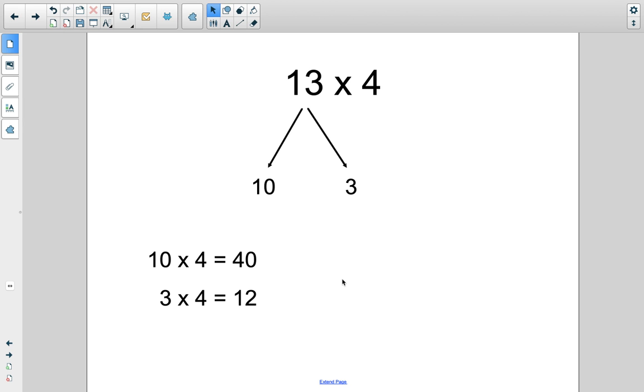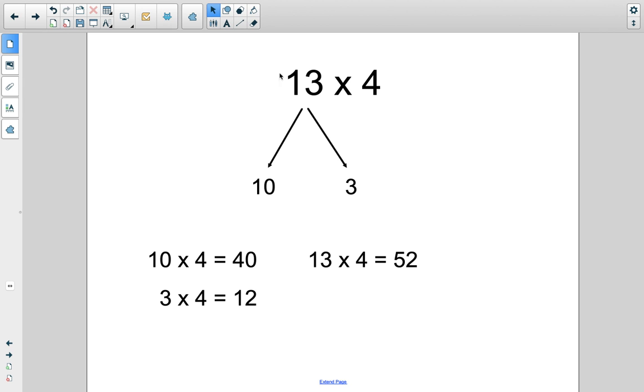Now all you have to do is, and I probably messed this up because I made a typo, but yes, I did. So now you know, it's going to be 52. Now you just have to add these two together. 40 plus 12 is 52. So then you know 13 times 4 is 52.